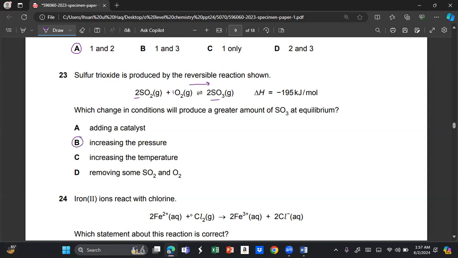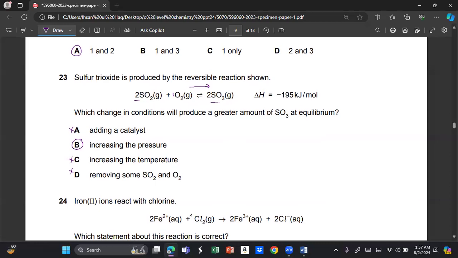Let's see other options. Increasing temperature, no. In case of increase in temperature and the reaction is exothermic, the reaction will go backward because it is already producing its own heat energy, no need of providing external temperature. Removing sulfur dioxide and oxygen, the reaction will go backward to fulfill the deficiency of SO2, so options C and D will be checked along with option B. Question number, correct answer is B.